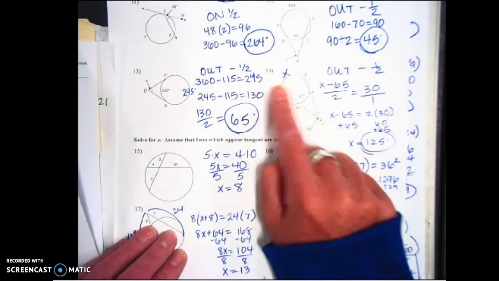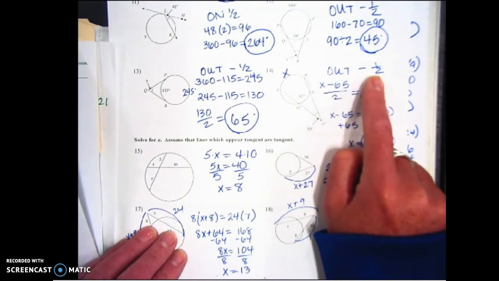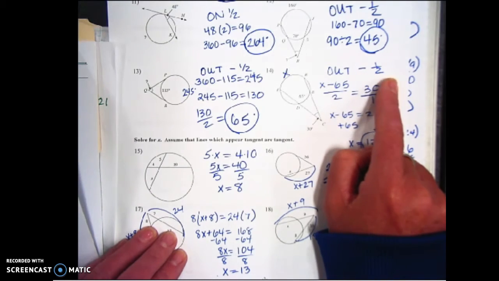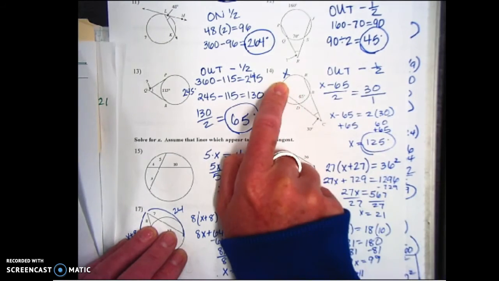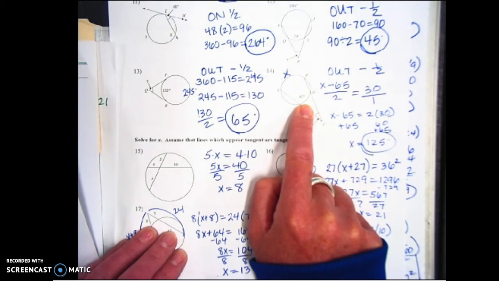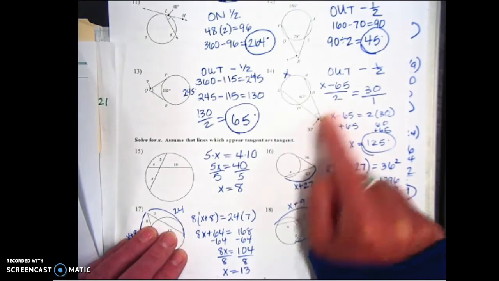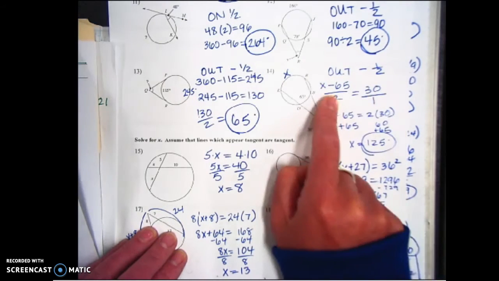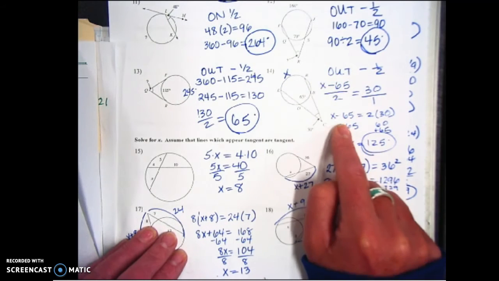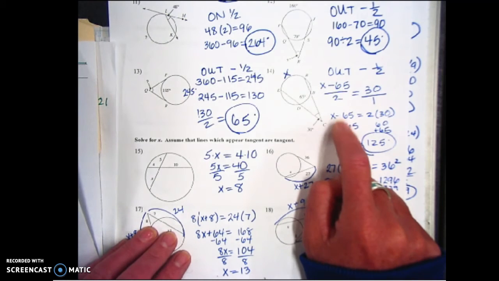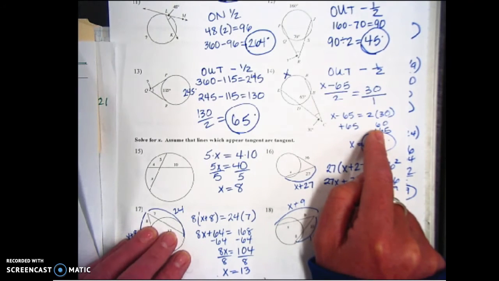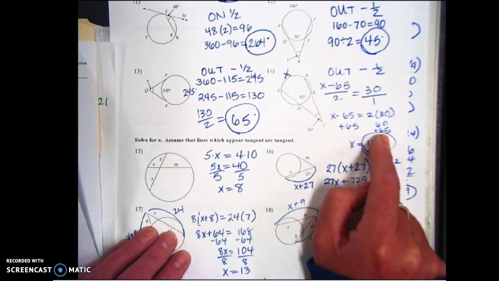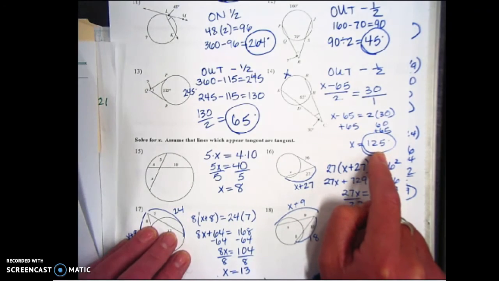Number 14, the vertex is outside the circle, so you're going to subtract them and take half. So I called this x, subtracted the 65, divided it by 2, set that equal to 30, made that into a proportion, did the cross product. So 1 times x minus 65 is just x minus 65. 2 times 30 is 60. Add the 65 to both sides. I got 125.